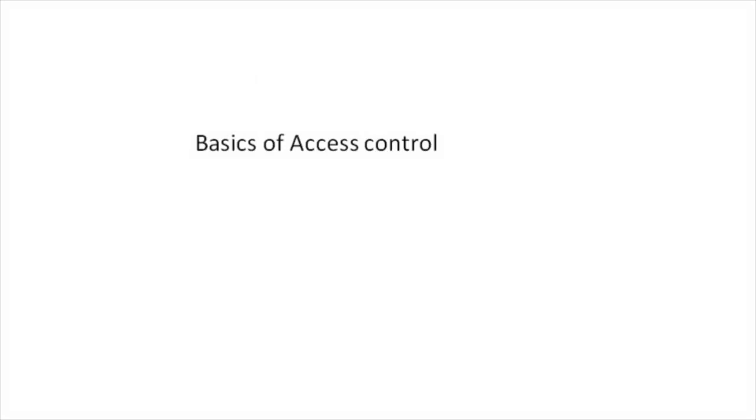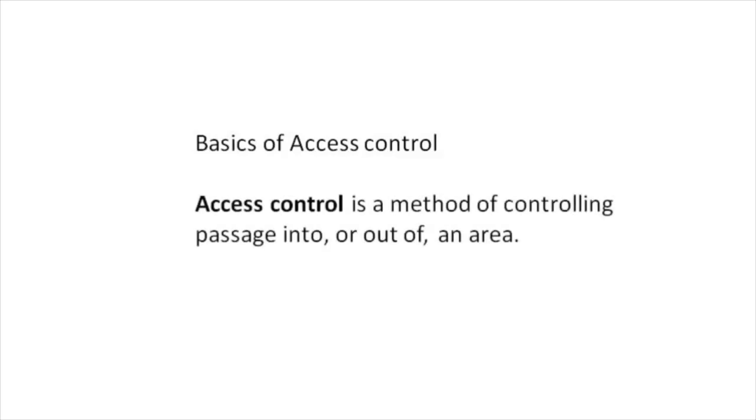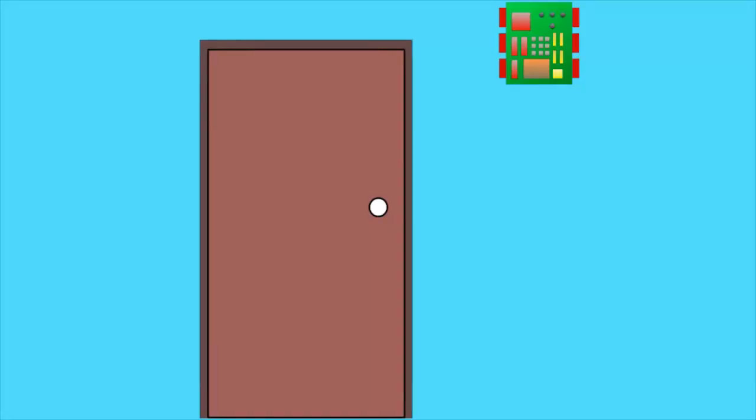Today we're going to talk about the basics of access control. What is access control? Access control is a method of controlling passage into or out of an area. A typical Cantech setup for access control is an access controller. This is what takes the decision to let people in or out. It also manages unlock schedules and many other things.